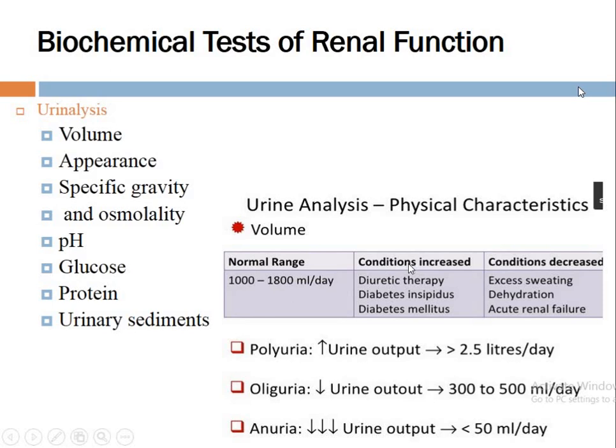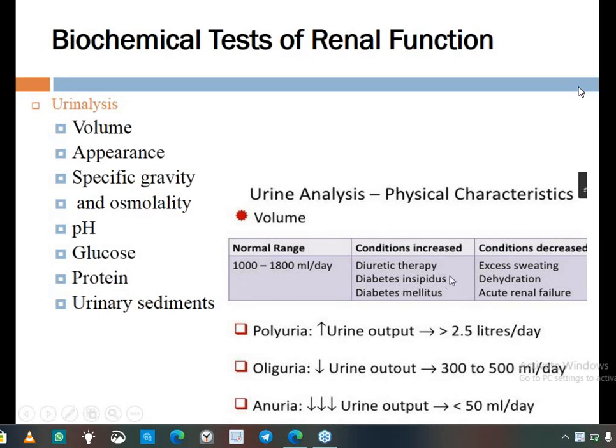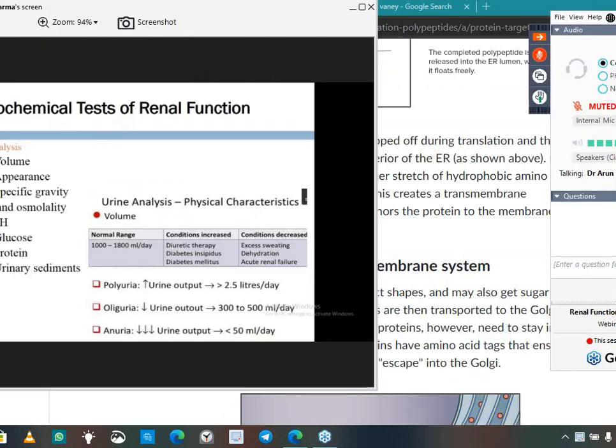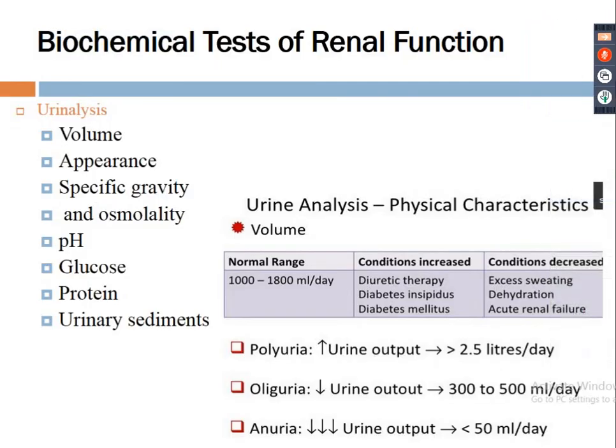But in situations like when a patient is on diuretic therapy, which may sometimes be given to a hypertensive patient also, as the name suggests, we are making the person have diuresis, so more volume of urine will be there. Diabetes insipidus, and you all know that it is due to decreased release of ADH, or it can be decreased action of ADH on kidneys, that is nephrogenic diabetes insipidus. Then in diabetes mellitus also, there will be increased urine volume because of the osmotic diuresis.